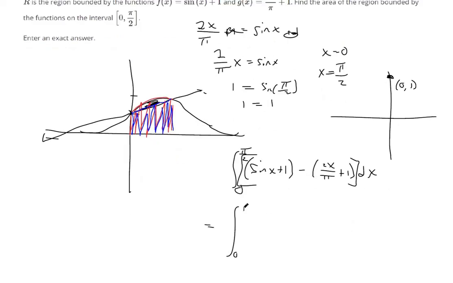So it's the integral from 0 to pi over 2. I'm going to do some algebraic rewriting. I've got sine of x, nothing that's going to be able to combine with. I'm subtracting a 1 over here, so 1 minus 1 makes 0. So I made it a little bit simpler.